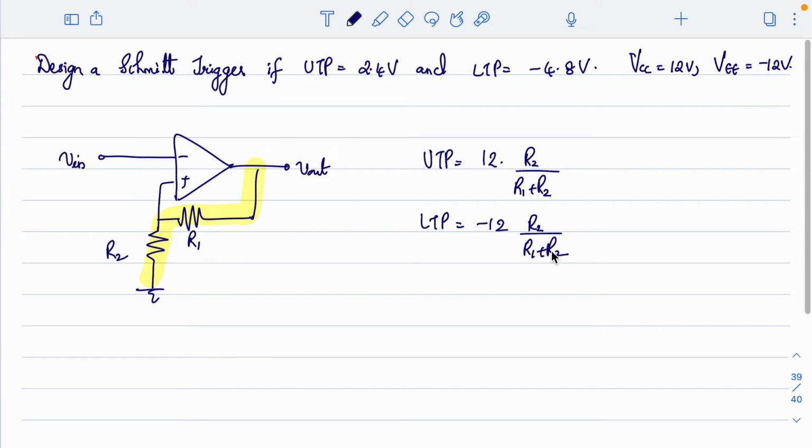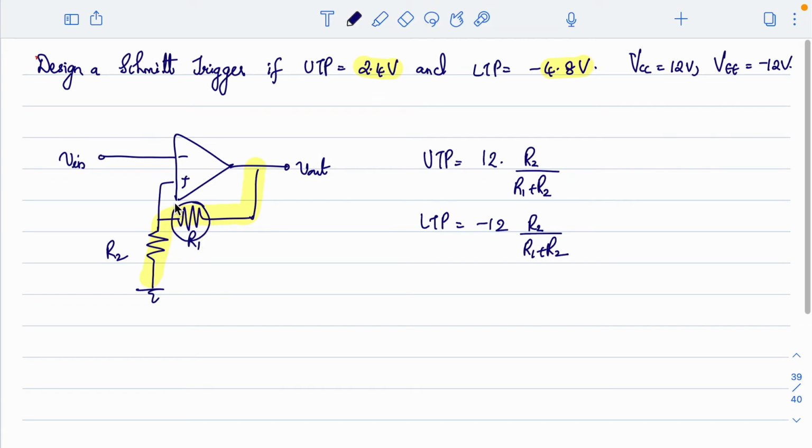We can do this with the help of a reference voltage, that is one possible way. But in a simple way, by applying a small modification, we can actually do this with the help of a diode. Basically, since I have different voltages for UTP and LTP, I need different resistors for them. I want this resistor to be different.